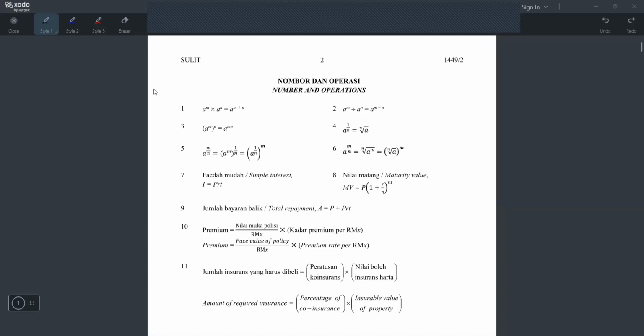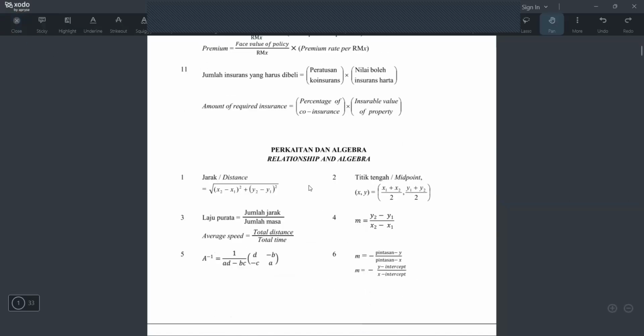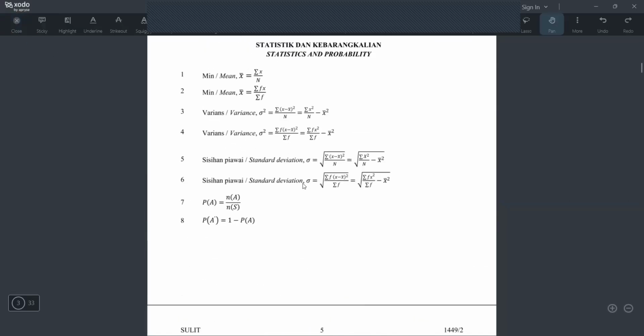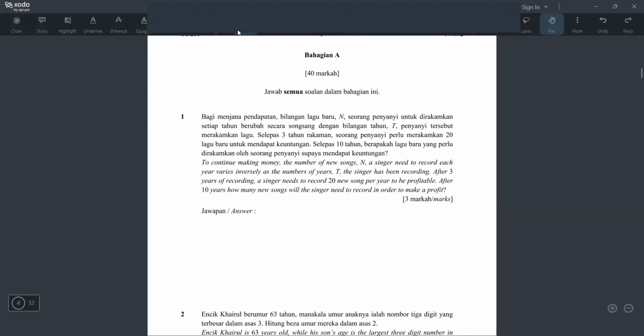Okay, so this is the next trial I'm doing. This is the Melaka trial 2023, and this is paper 2. Okay, so let's skip all this formula and start. Let's read the question first.